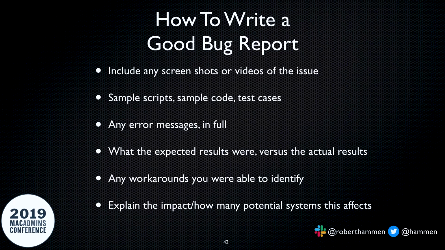What was your expected result? What was the actual result? Did you identify a workaround to this problem? And lastly, and this is the important one, especially if it's a significant impact: how many potential systems does this affect? I've had to go to Apple and say, this bug with software update not installing the updates correctly and shutting systems down is affecting like 27,000 systems, and we really need to get this fixed because it's bad.